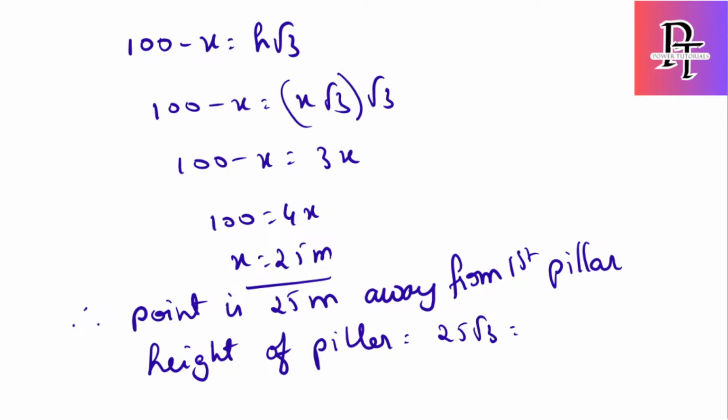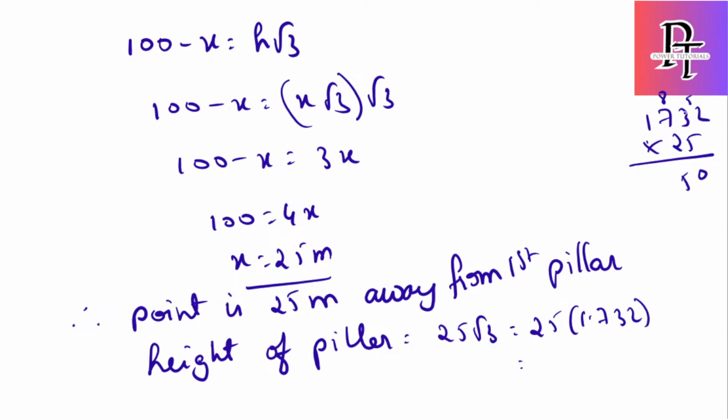Root 3, they have mentioned in the question to use as 1.732. So let's substitute the same. 25 into 1.732. 25 twos are 50, 25 threes are 75, 75 plus 5 is 80, 25 sevens are 175, 25 fours are 100, 100 plus 75 is 175, 175 plus 8 is 183, 25 ones are 25, 25 plus 18 is 43, and 0.3 is mentioned, 1, 2, 3, so the answer is 43.3 meters.